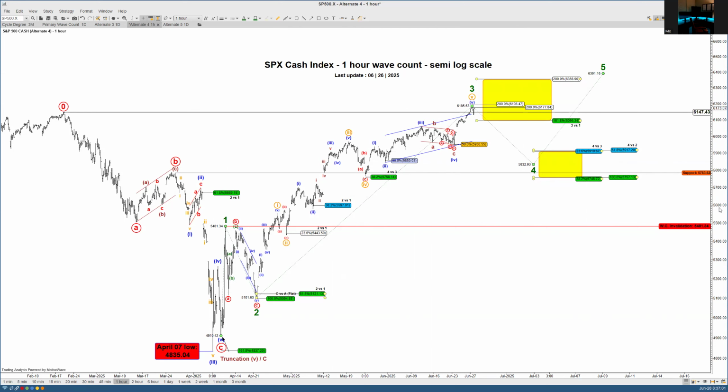Okay, and then we'll look for another ABC down, some sort of correction, not as deep, but who knows what can happen. But once you complete 5 waves, then you expect a 3 wave decline. So that's a long way out, because we're still within this 5 wave structure right now.